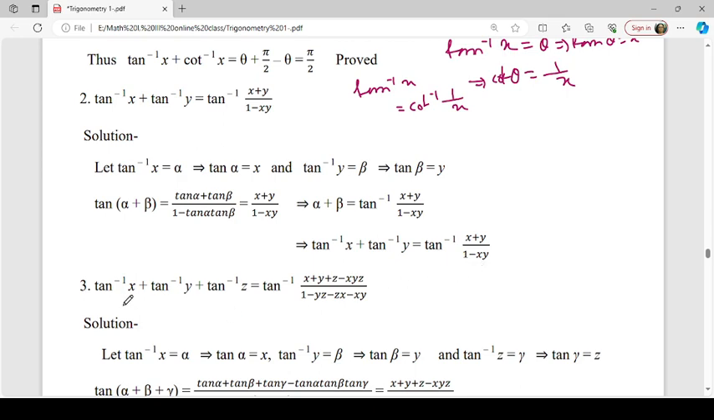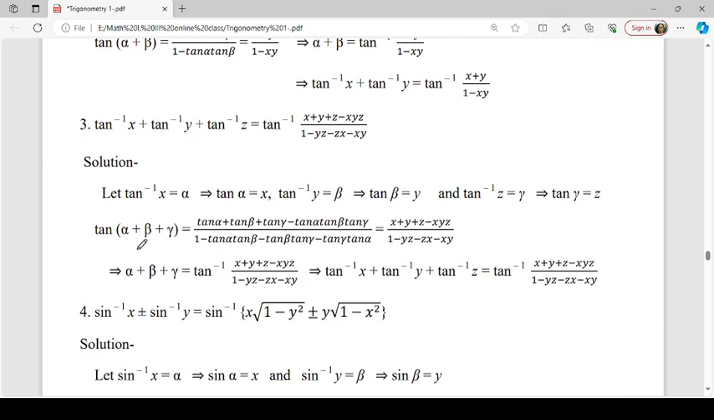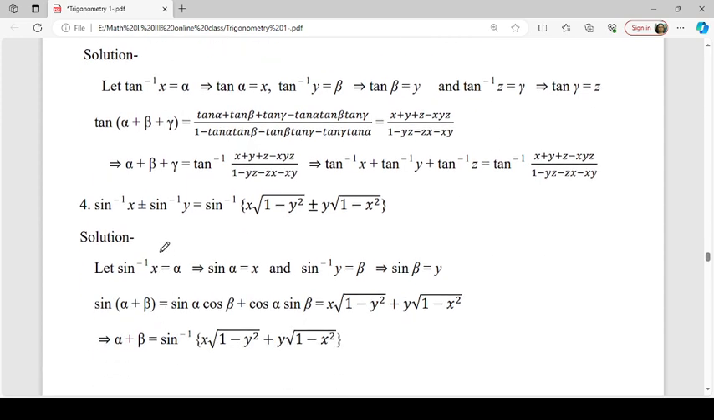Similarly for this addition also, for alpha plus beta plus gamma we have this expansion. So in place of tan alpha we write x, tan beta is y, tan gamma is z, and then alpha plus beta plus gamma we write as tan inverse x plus tan inverse y plus tan inverse z, and we get this one. Then there is also an addition formula for sin inverse x plus sin inverse y. So sin of alpha plus beta is sin alpha cos beta plus cos alpha sin beta.